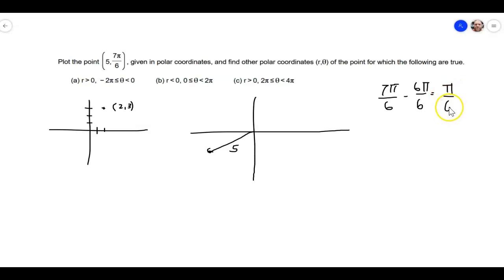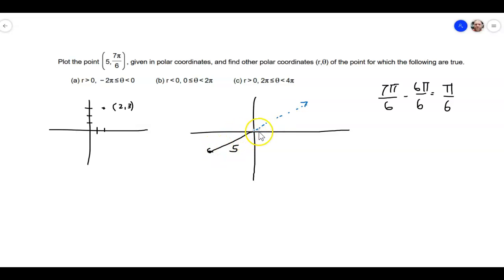And what that means is that the angle pi over 6, which is this angle right here, it's not exactly to scale, is exactly half a circle, or 180 degrees, or pi away from my 7 pi over 6. So if I were to give a -5 radius with 7 pi over 6, that means I would point in this 7 pi over 6 direction, but I would go the opposite direction.